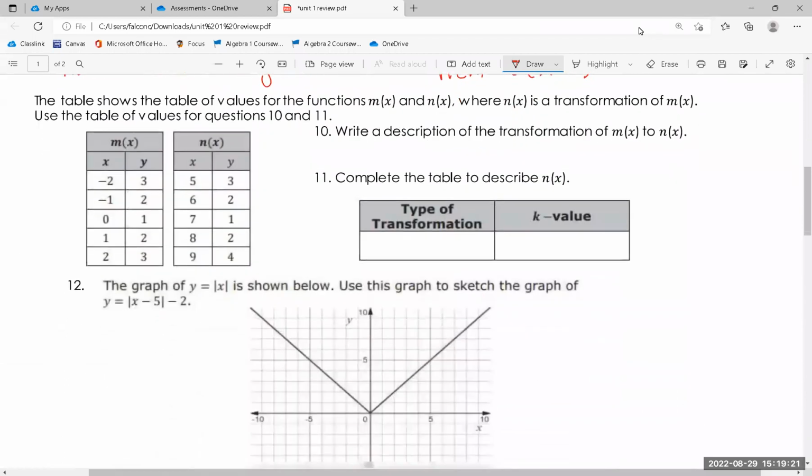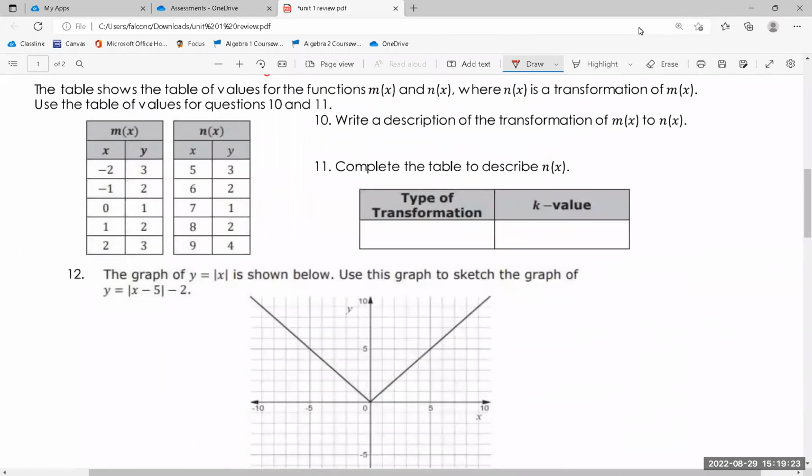All right, number 10 and 11. The table shows the table of values for m of x and n of x, where n of x is a transformation of m of x. Use the tables of values for questions 10 and 11. Number 10 says write a description of the transformation. So we want to see what's changing and how it is changing, from m of x to n of x. m of x is the original, n of x is the new one.